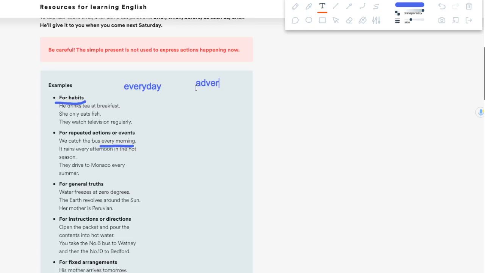Adverbs of frequency. So the adverbs of frequency are always, never, seldom, hardly, hardly ever, sometimes, often, usually. With these words, we must use the simple present tense, right?